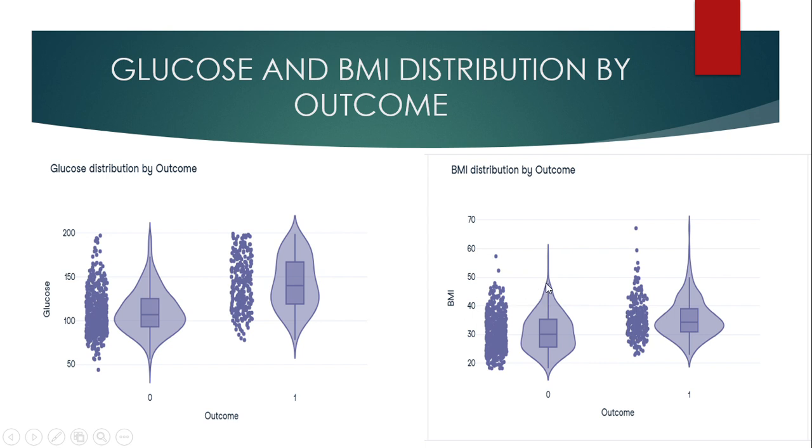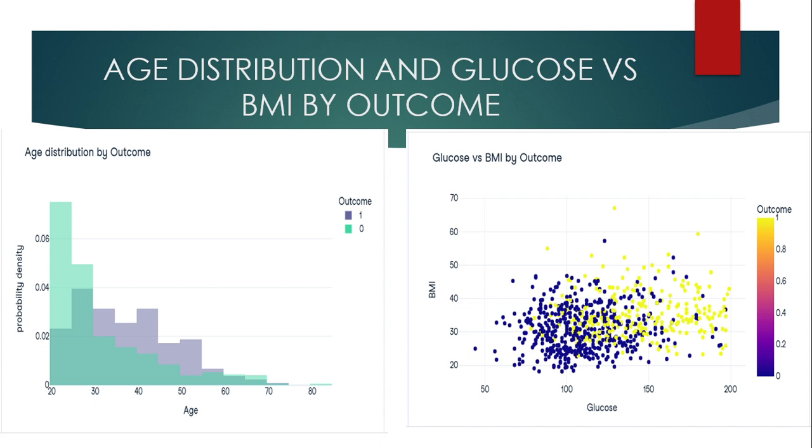This other violin plot shows the distribution of BMI by diabetes outcome. Non-diabetic patients cluster around a lower median BMI, while diabetes patients have a higher median BMI. This suggests that higher BMI is associated with an increased risk of diabetes.